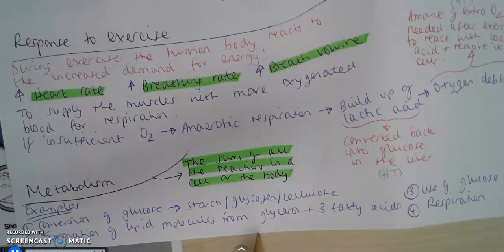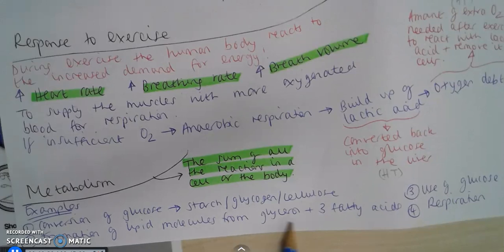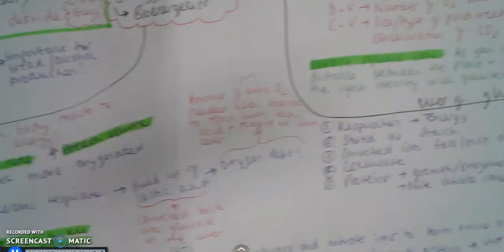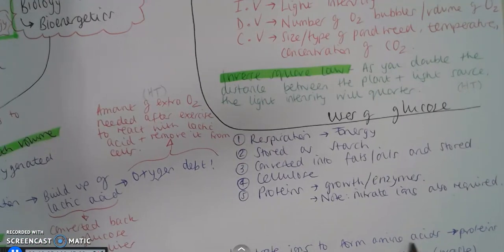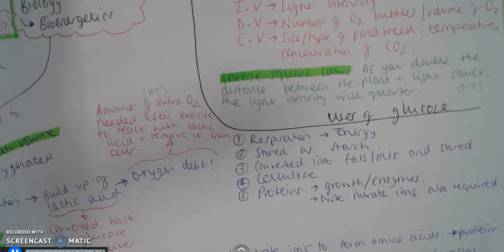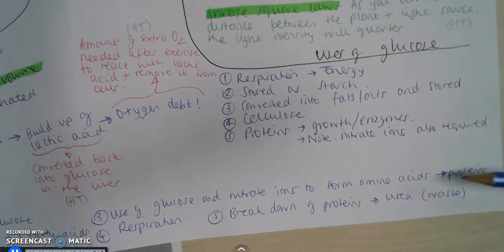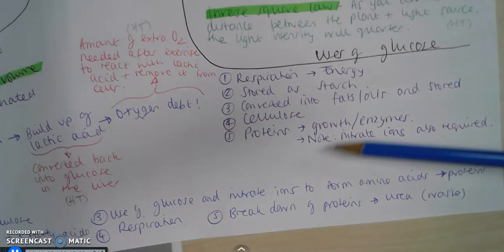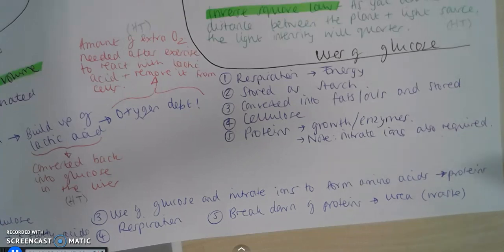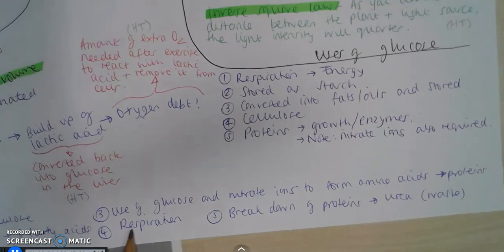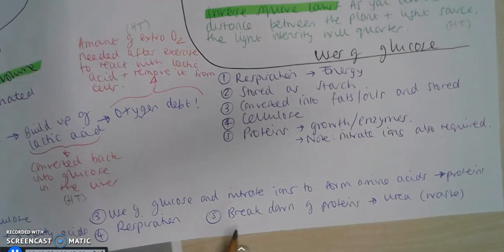The formation of lipid molecules from glycerol and fatty acids, the use of glucose and nitrate ions to form amino acids, which obviously then are used to produce proteins. Just to repeat that one, the use of glucose and nitrate ions to form amino acids, which then obviously are the foundations of producing a protein. Proteins obviously really important throughout the body, especially enzymes. Respiration is part of metabolism, and finally the breakdown of proteins, which produces urea, which is a waste product that then the body obviously gets rid of.